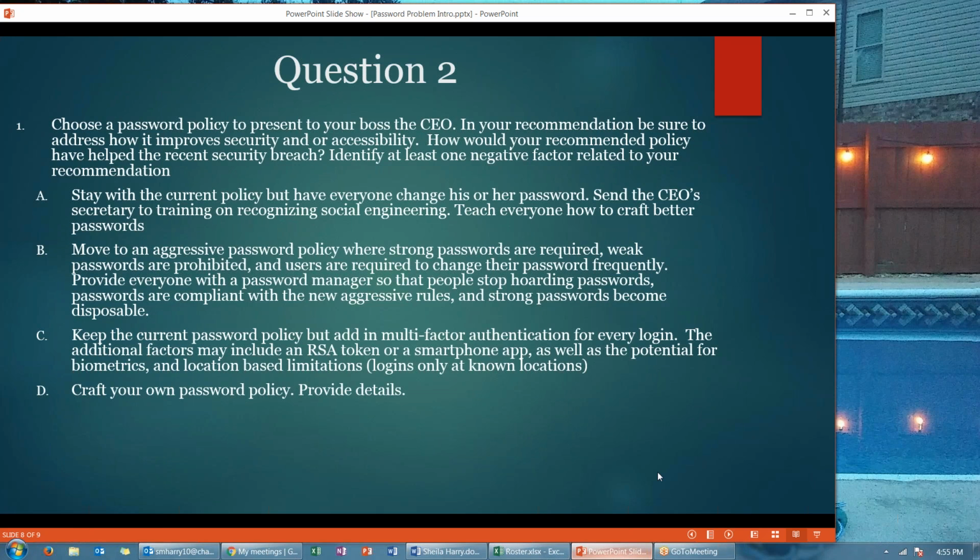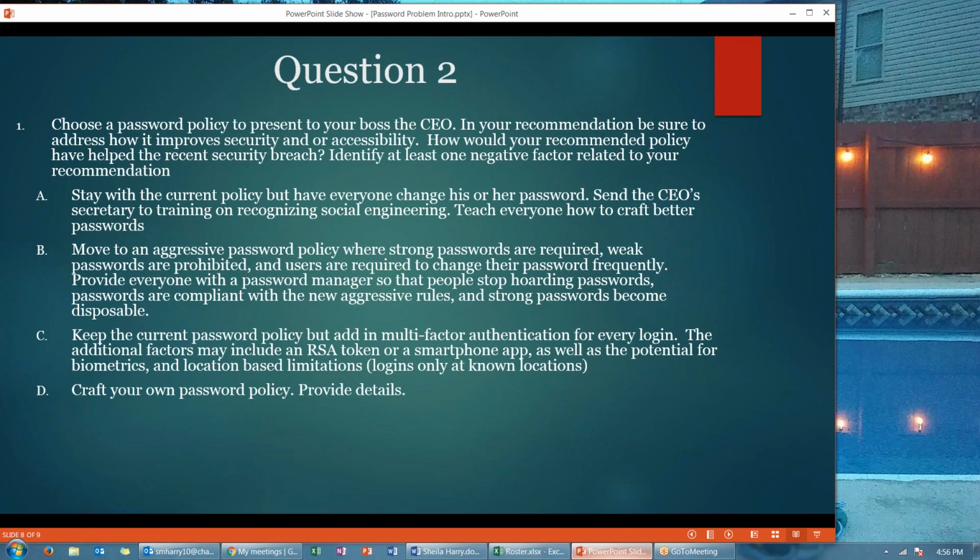Let's look at your second part. You're going to choose a password policy to present to your boss, the CEO. Now, in your recommendation, be sure to address how it improves security and or accessibility. How would your recommended policy have helped the recent security breach? And you're going to identify at least one negative factor related to your recommendation. Now you've got some options here. Option A, stay with the current policy, but have everyone change his or her password. Send the CEO's secretary to training on recognizing social engineering and teach everyone how to craft better passwords.